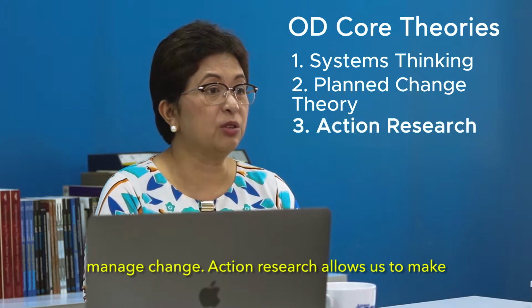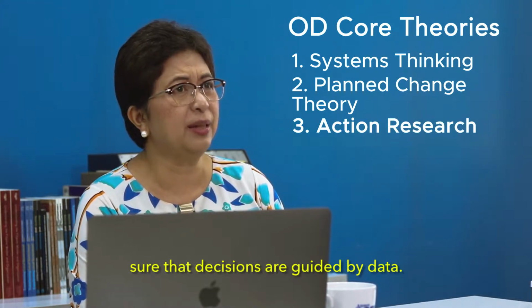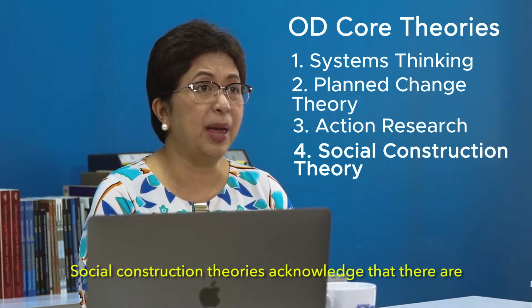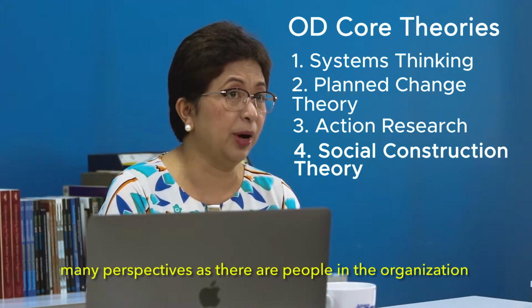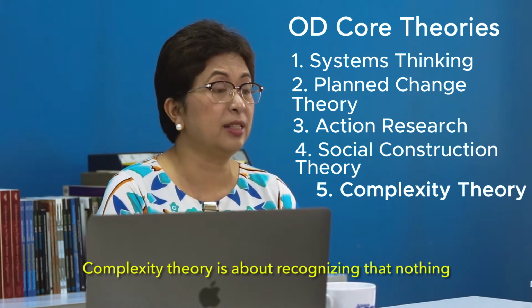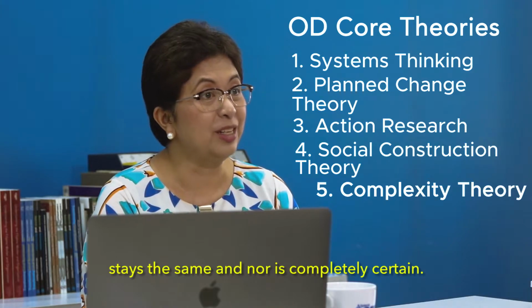Action research allows us to make sure that decisions are guided by data. Social construction theories acknowledge that there are as many perspectives as there are people in the organization. Complexity theory is about recognizing that nothing stays the same, nor is anything completely certain.